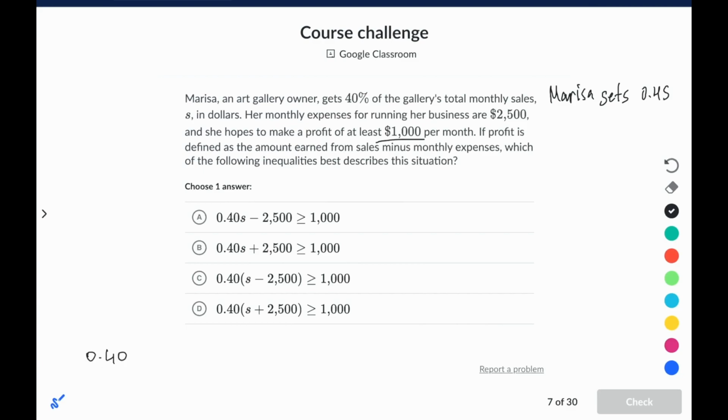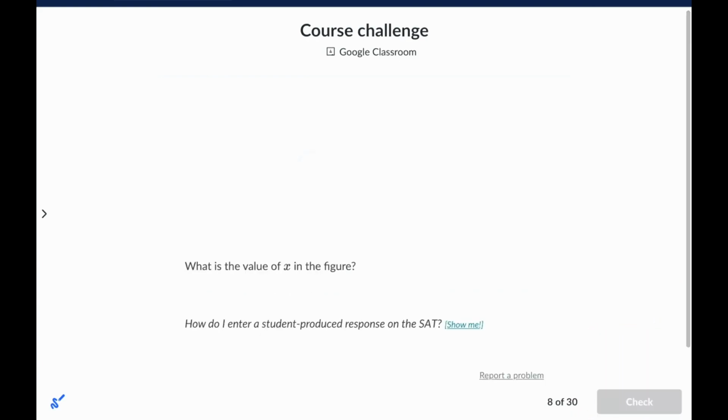Okay, her monthly expense is 2,500 and what she earns is 0.4S. So 0.4S minus the monthly expense should make her a minimum of $1,000. Minimum means more than or equal to 1,000. Well, that eliminates C and D, and we're left with A and B. Well, in B, they're actually adding her monthly expense, which is incorrect. We should subtract the monthly expense. That's why A is the correct answer.